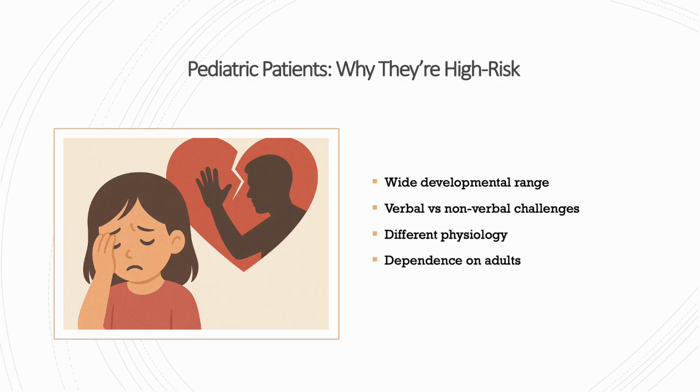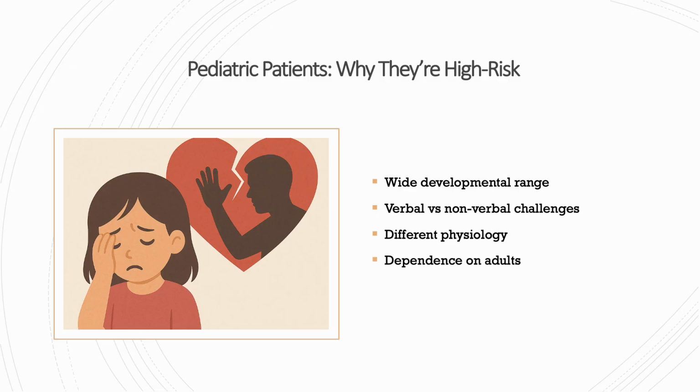Unlike adults, pediatric patients often cannot tell you what happened. Very young children may not have the language skills to express what hurts, when it started, or how severe it is. Even older verbal children may be influenced by whoever is in the room with them. This is especially important when abuse or neglect is a concern.